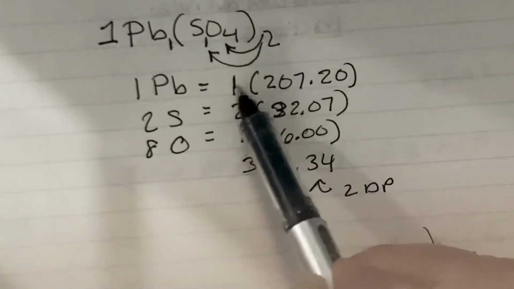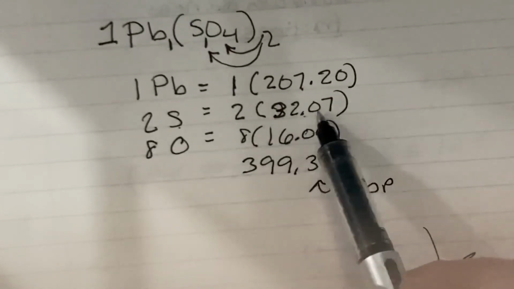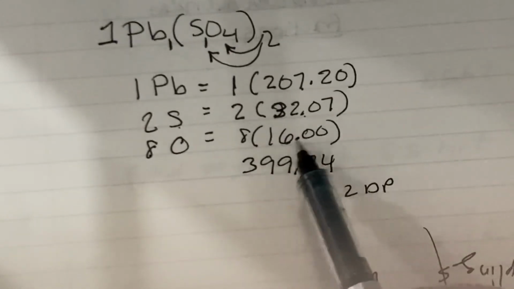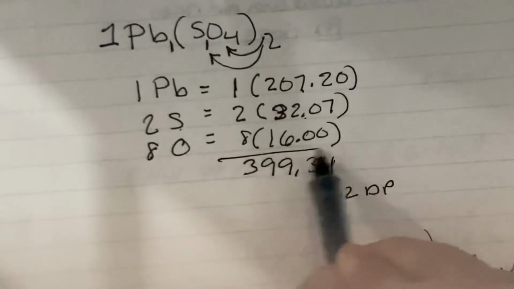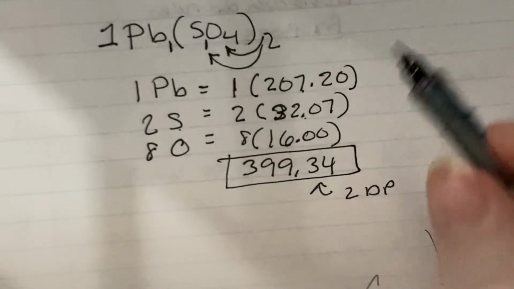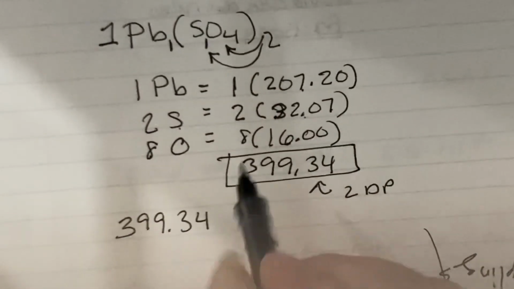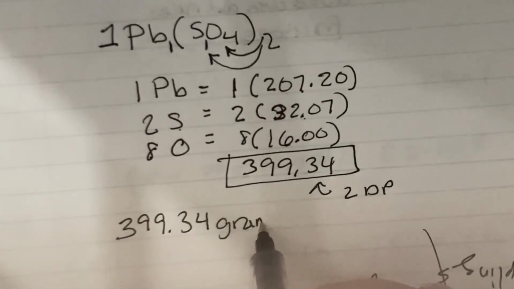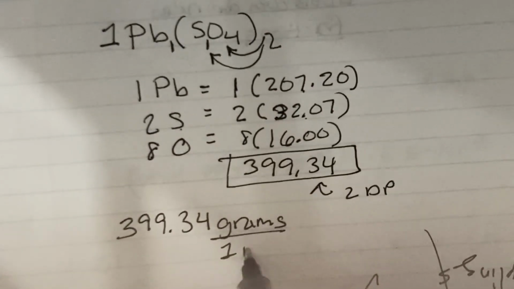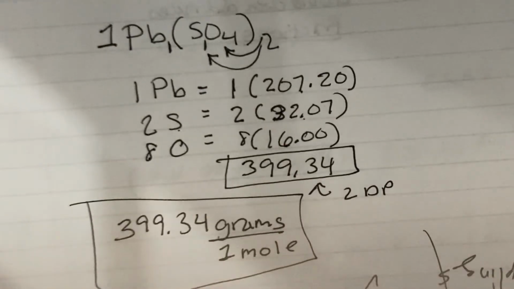Okay, so 1 lead at 207.2, 2 sulfurs at 32.07, 8 oxygens at 16.00. And so then my molar mass is 399.34. And if I want to put that with the proper units, it's 399.34 grams per 1 mole. And we'll need to know that when we are doing our stoichiometry.